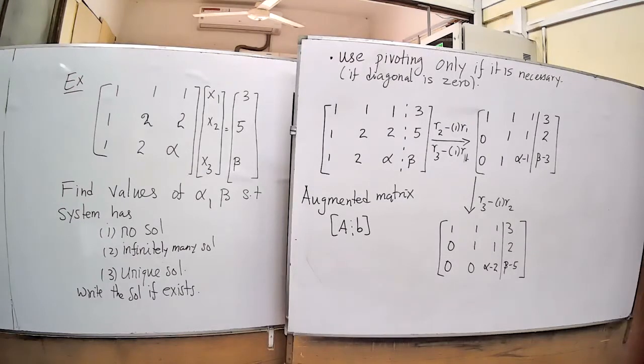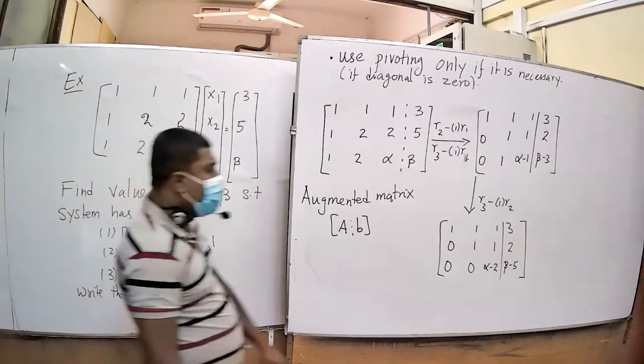Row 3 minus row 2, so 0 minus 0 is 0, 1 minus 1 is 0, alpha minus 1 minus 2 is alpha minus 2, beta minus 3 minus 2 is beta minus 5. So now you have an upper triangular system. Right? So this is your upper triangular system.